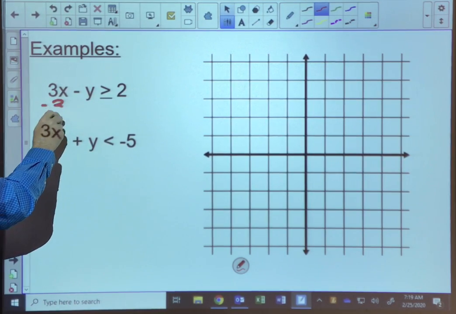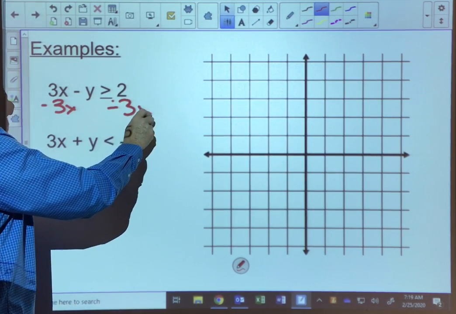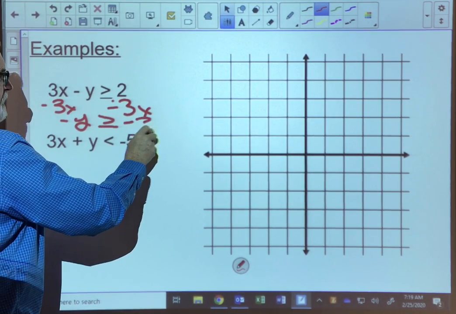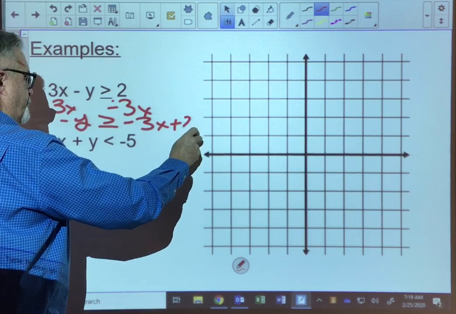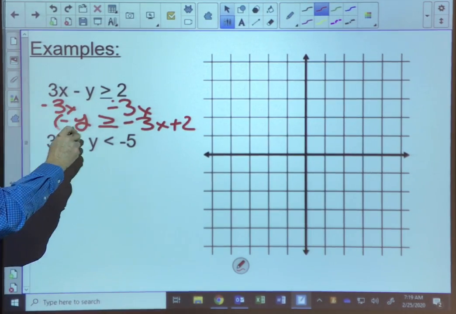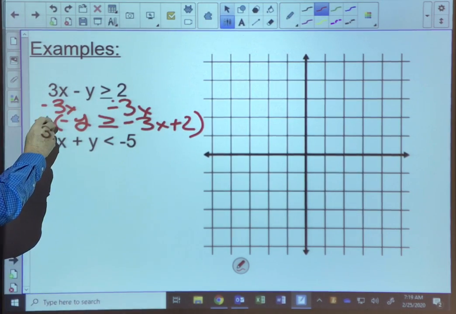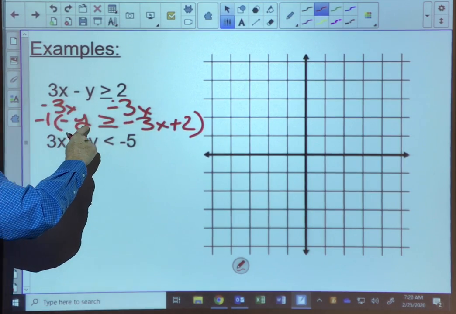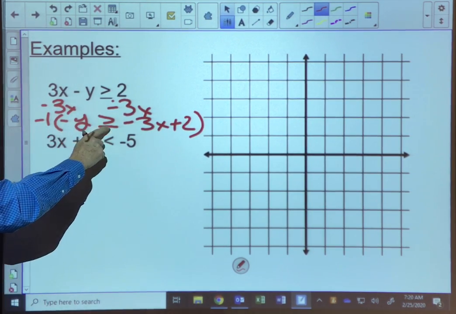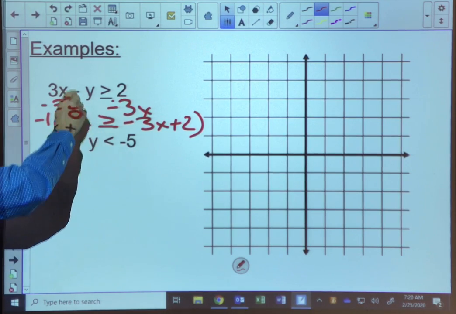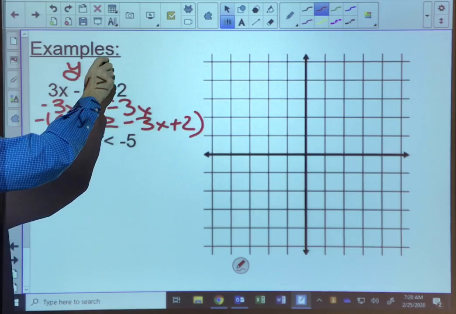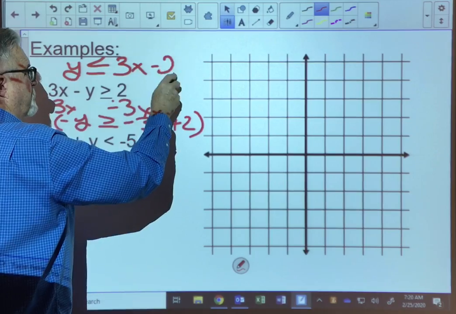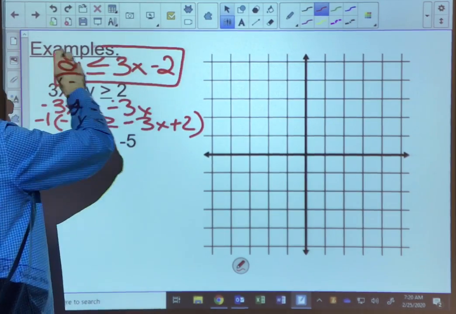Let's go ahead and subtract 3x from both sides. That leaves us with -y is greater than or equal to -3x plus 2. I can't have -y, so I'm going to multiply this by -1. That changes the sign on everything through here, but since it's an inequality, it's also going to flip the inequality sign. So the result is y is less than or equal to 3x minus 2. So there's our first inequality.